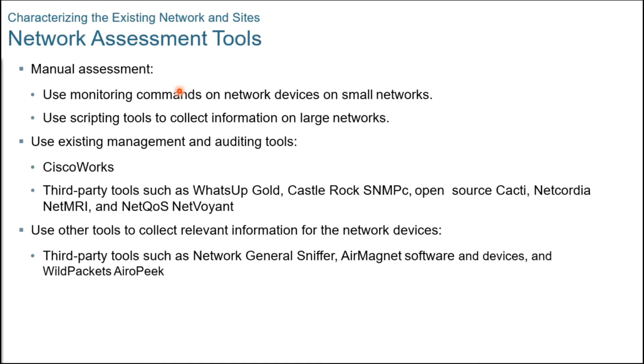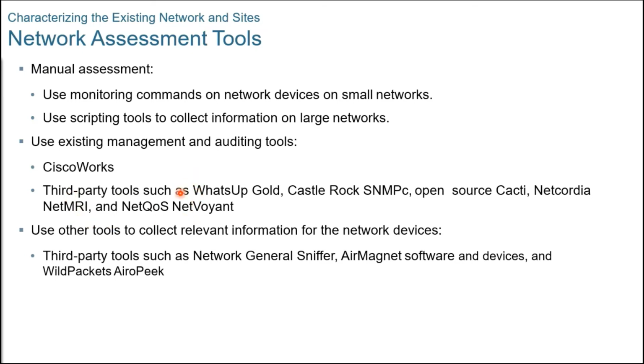The following are some of the special tools that can be used to collect the relevant information from the network devices. Take note, you can use any available proprietary and open tools like CiscoWorks. This is used to map the network and collect various types of information such as network topology, hardware, software versions, configurations, and so on. You could also use third-party tools like WhatsUp Gold, CastleRock, SNMPc, open source Cacti, NetCordia, NetMRI, NetQoS, NetVoyant, and so on.